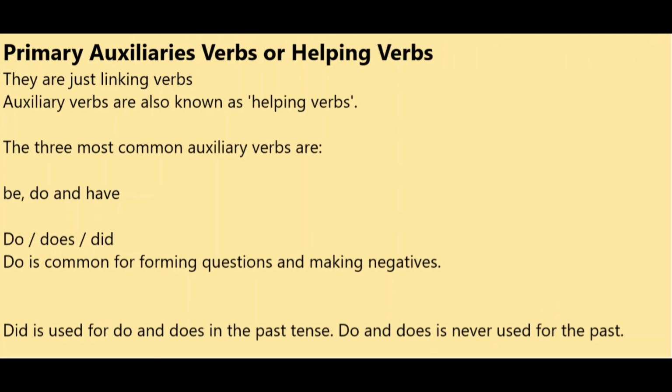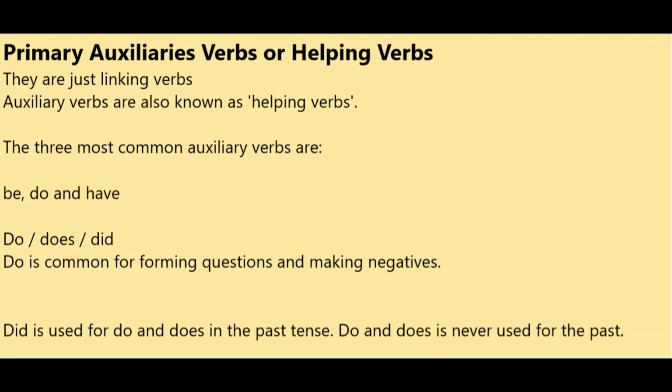Whatever helps a main verb, we call it the helping verb. Both are auxiliaries: linking verbs and auxiliaries. Auxiliaries are helping verbs, okay? Now, the common auxiliaries are be family verbs, then do family verbs, and then have family verbs. Okay, be family verbs. Now first is do, does, or did.